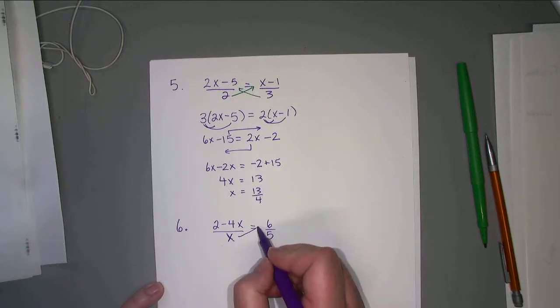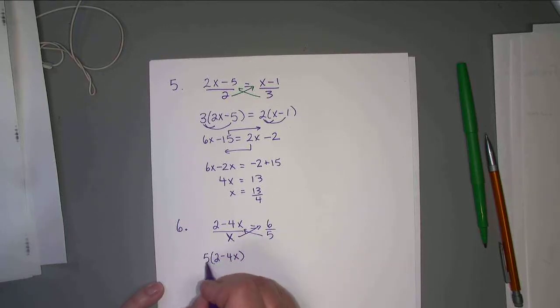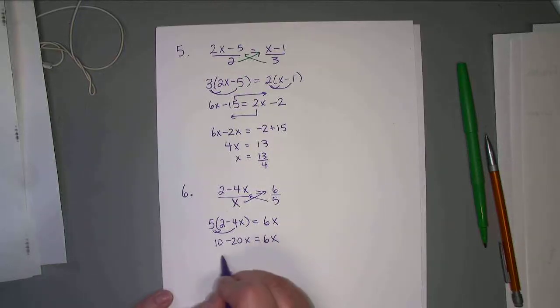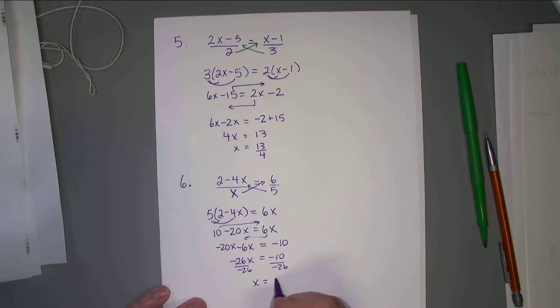Okay, same idea, x times 6, and the 5 times that, bracket, and it's a linear equation. So 10 minus 20x is equal to 6x. The minus 20x is on this side, we'll bring the 6 over, and the 10 to the other side was going to be a minus 10. Divide both sides by minus 26. The signs, and these are both even, so they will simplify. So 5 over 13.